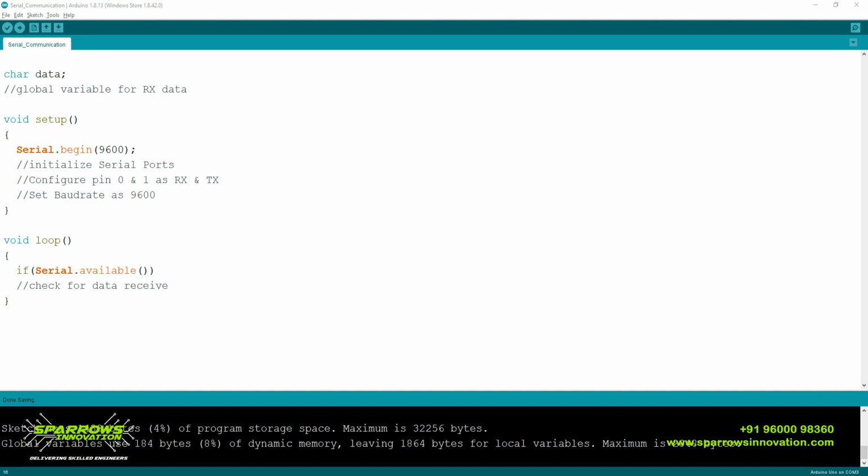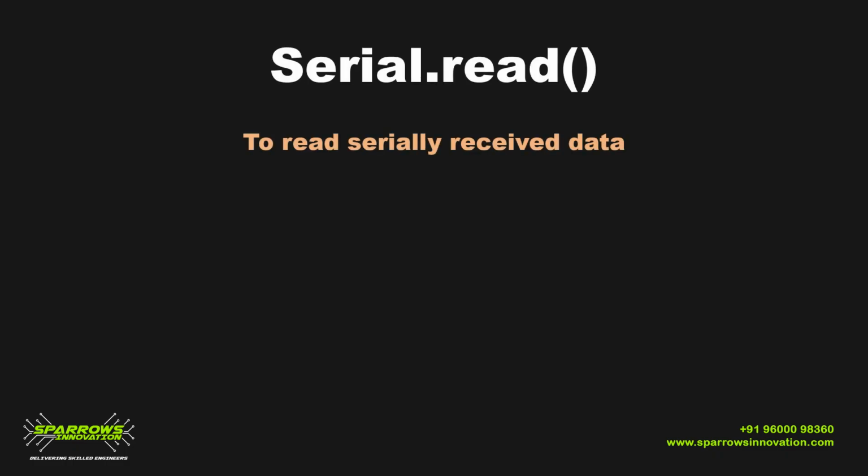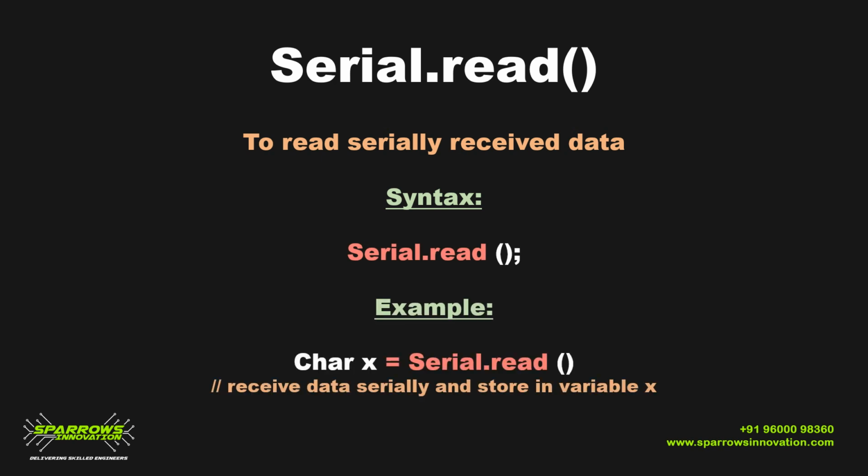Now that I have verified the data is received, I have to read the data from my serial buffer. For reading the data, I'm going to use the function called Serial.read. This function will read the data from the buffer location and move it to the variable I mentioned. In my example, that is the character x. Whatever data is inside the buffer will be moved to the character variable, and then it will set the flag to 0 to allow the next data to be received. This is the operation of Serial.read.